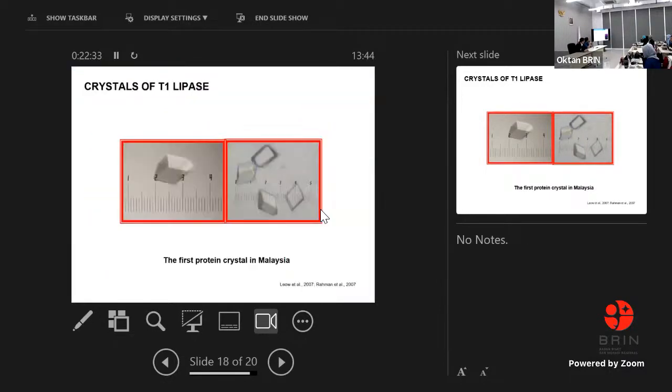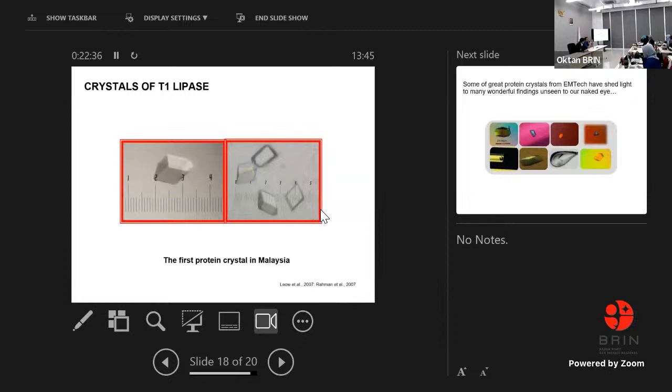Next, just a picture again of our first protein crystal in the country. This was produced by our supervisor and her student, Dr. Adam, and including me, I am her student as well. This was back in 2004, the first crystal. This is a lipase, by the way, from the thermophilic bacterium Geobacillus T1. It is small, about 0.2 millimeter in size, and the size of the protein is about 42 kilodalton.